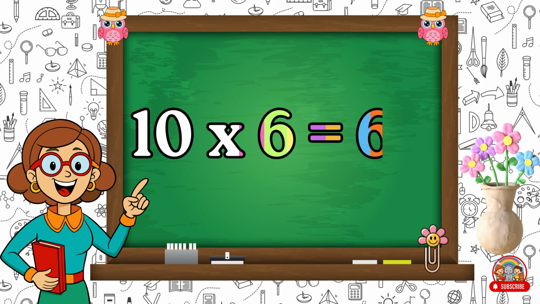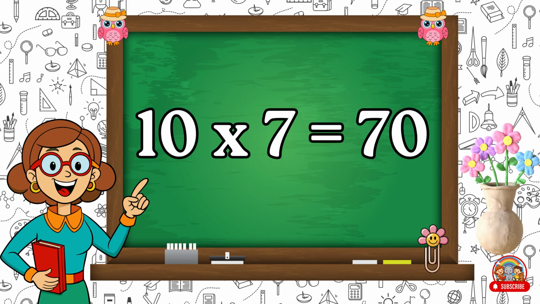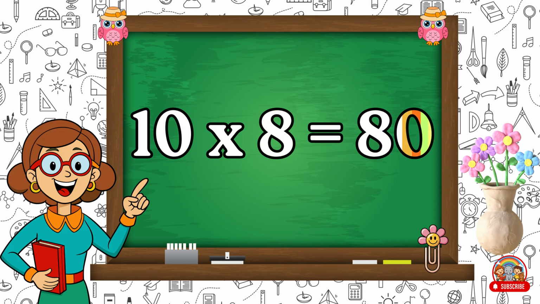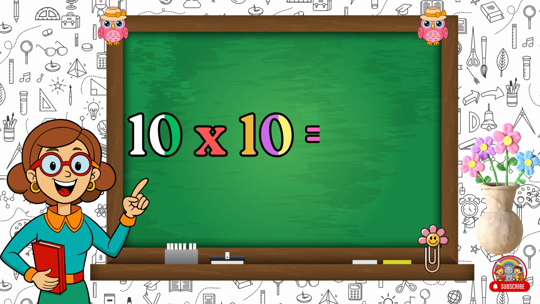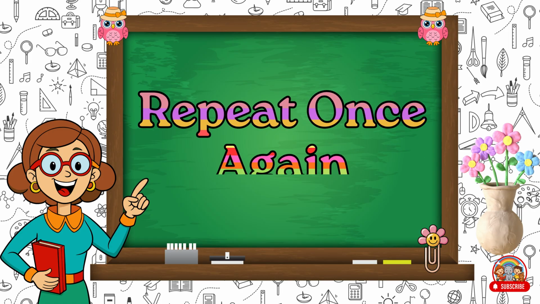10 sixes are 60. 10 sevens are 70. 10 eights are 80. 10 nines are 90. And last 10 tens are 100. Repeat once again.